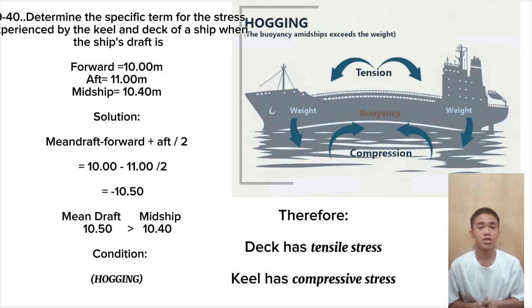Therefore, for question number 37, the keel of the ship will be experiencing tensile stress during sagging. And for question number 38, the deck of the ship will be experiencing compressive stress during sagging. For the next scenario, we compare the midship draft of 10.40 meters with the average of 10.5 meters. Since the midship drop is less than the average drop, the ship is experiencing a hogging condition. Consequently, for question 40, the keel of the ship will be experiencing compressive stress during hogging. And for question number 39, the deck of the ship will be experiencing tensile stress during hogging.